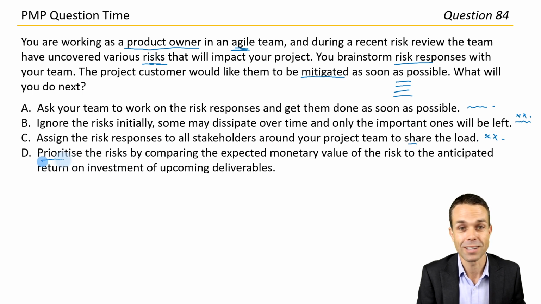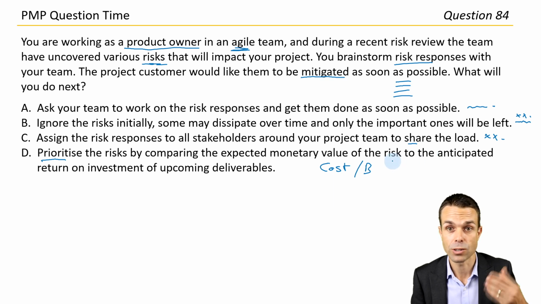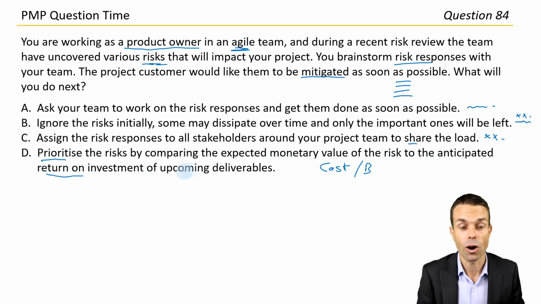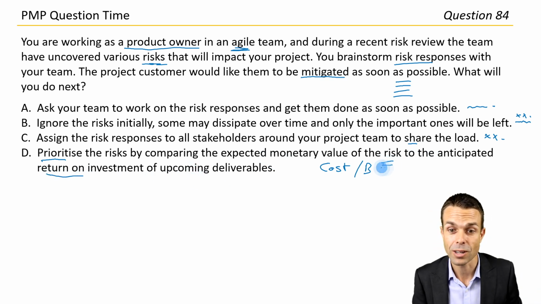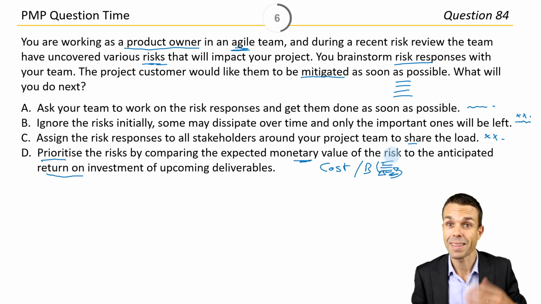Here we go. Prioritize, that beautiful word in Agile. Prioritize the risks by comparing the expected monetary value of the risk to the anticipated return on investment. So it's similar to cost benefit, I guess. So the value of the risk, the impact, versus how much we need to invest, how much return on investment. Oh, so we're comparing it against the return on investment of our other deliverables. So we're prioritizing all of that, and maybe a risk will fit in here because it has a high monetary value, and then something else has a lower value, a feature, so that gets bumped down. That's how we prioritize that.